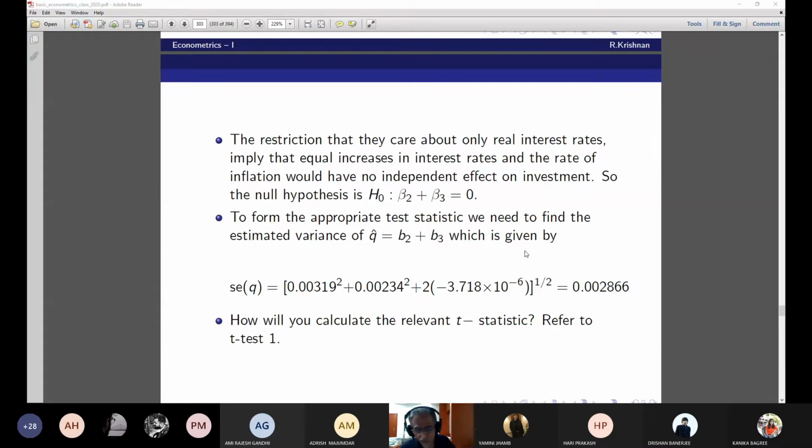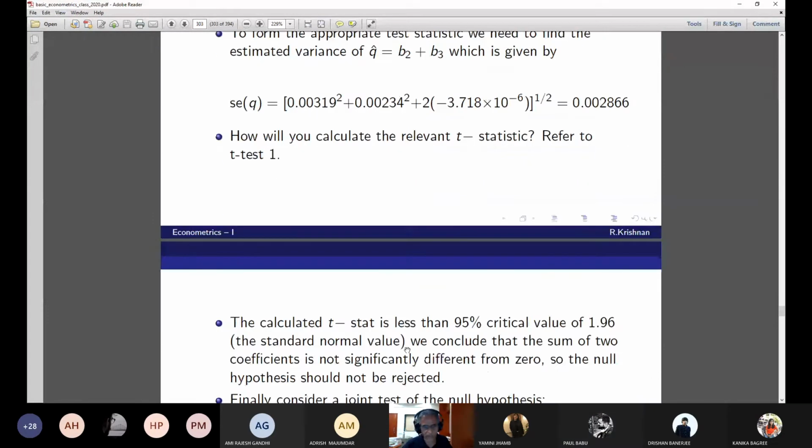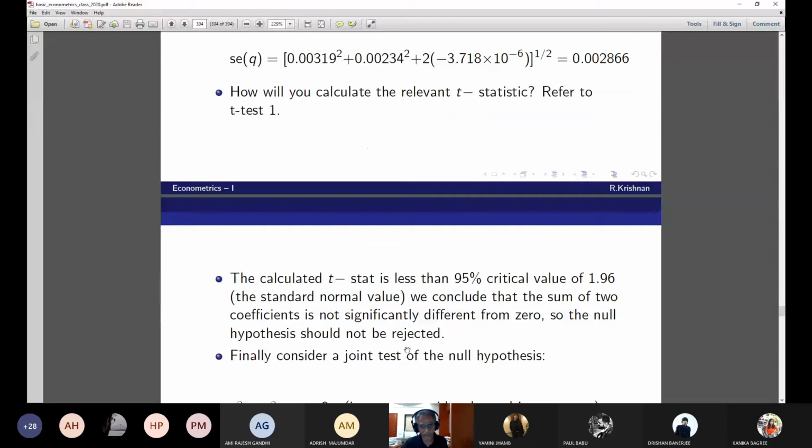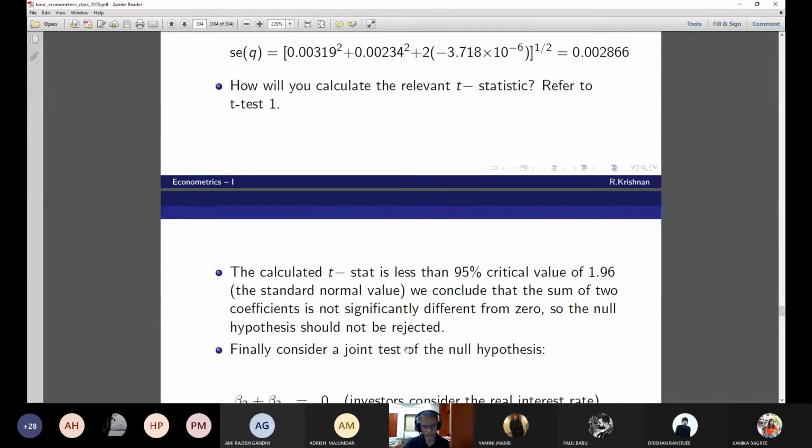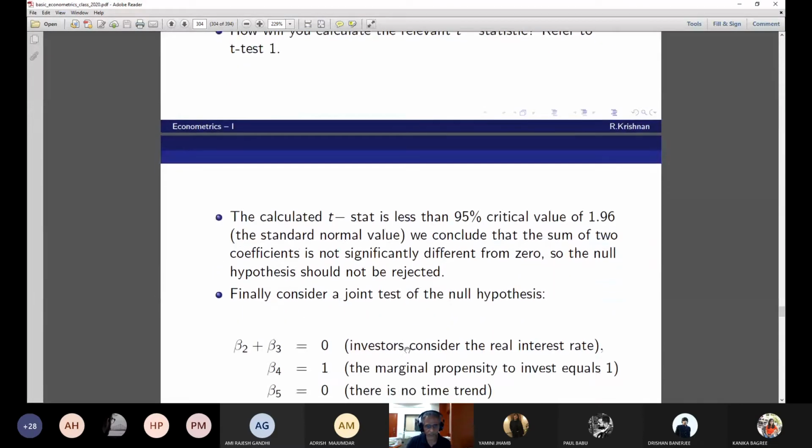Babu, did you follow this? Yes, sir. Okay. Now I'm interested in the joint test of this null hypothesis. The calculated T-stat is below the critical value, the standard normal value. We conclude that the sum of two coefficients is not significantly different from 0, so the null hypothesis should not be rejected. Consider a joint test of the null hypothesis. Investors consider the real interest rate. That is what we were considering. The marginal propensity to invest equals 1.